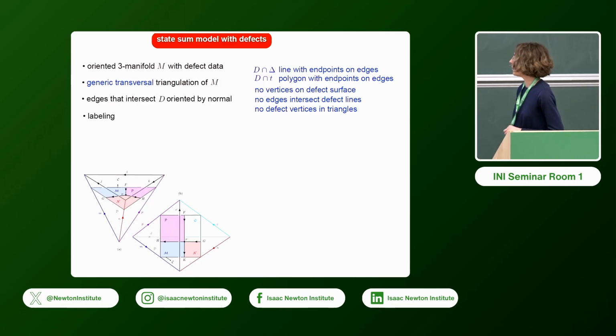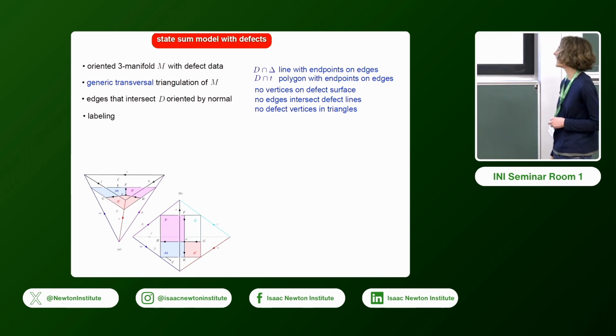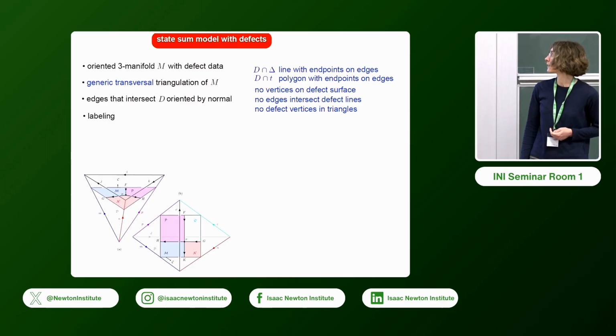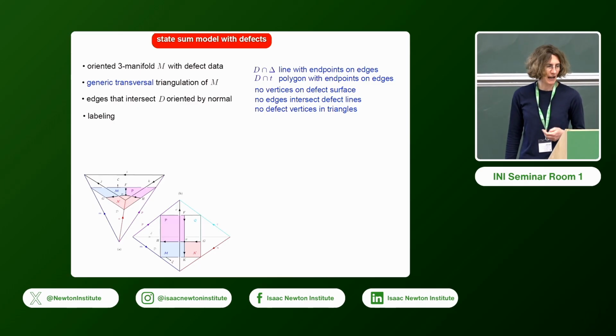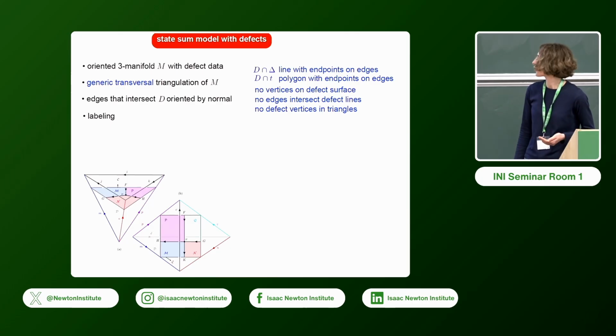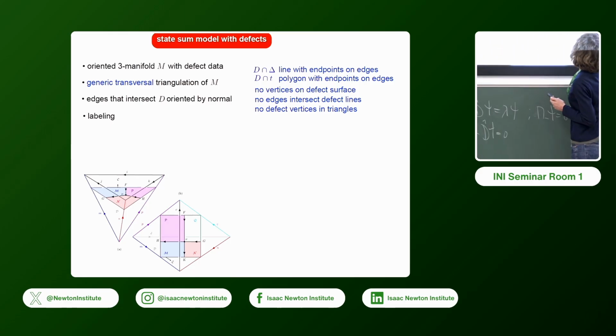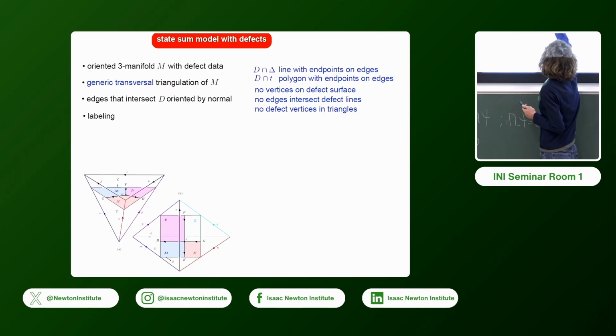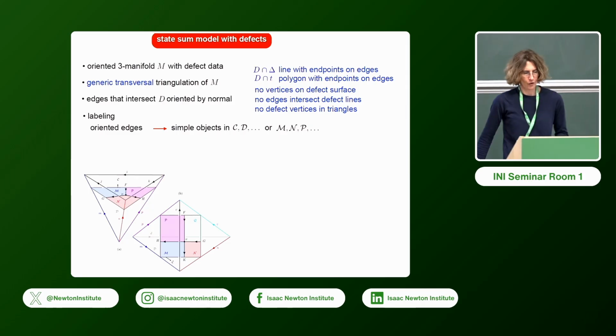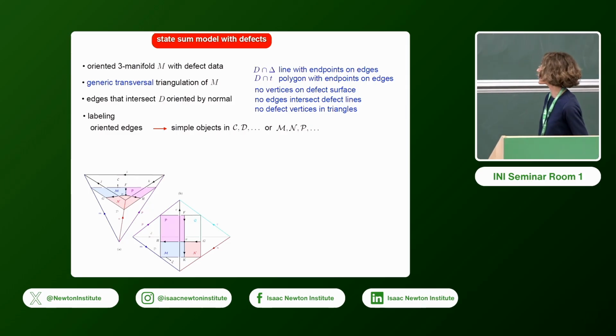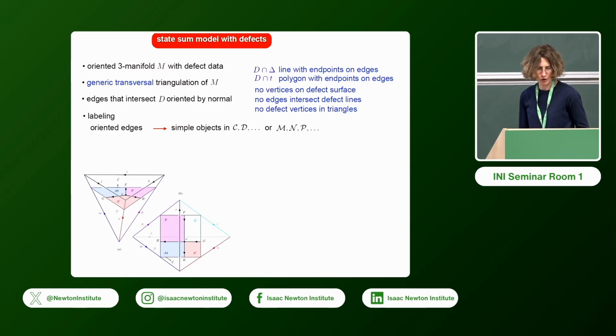Okay, now we need to label this. We can think that the edges that are not intersecting the defect surface, we label them just as before with spherical fusion categories, and the edges that intersect parts of the defect surface, we label them with objects of the associated category. So here we see these black edges that do not intersect the defect surface. They are labeled with objects of the spherical fusion categories, but these colored edges here intersect the defect surface and they are labeled with objects in these categories here. So we label with 2 things, simple objects in spherical fusion categories and simple objects in bimodal categories.